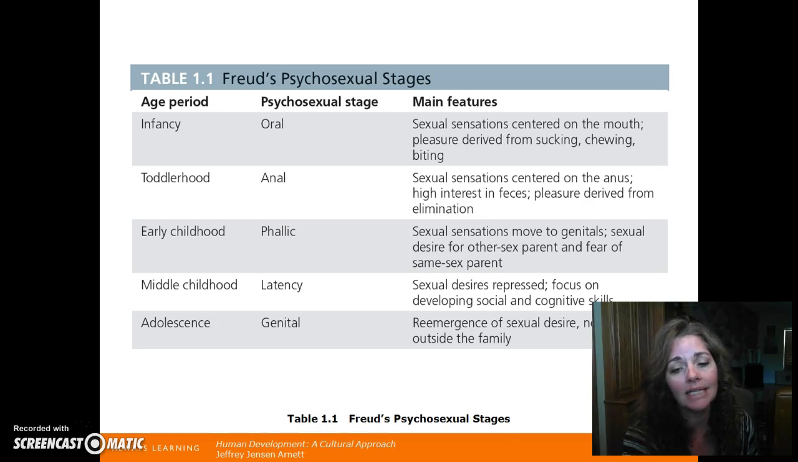And then finally in adolescence, again, it circles around to the genital stage, largely because of the pubertal development, and now they're trying to establish healthy sexual desire and relationships. So that's Freud's theory in his various stages.